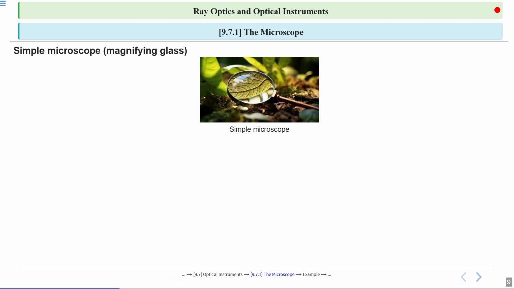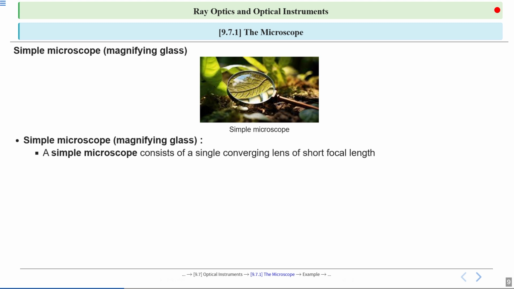Here we have an image of a simple microscope. Notice its compact design, which is essentially a single converging lens, a single convex lens. This image helps us visualize the basic structure of a simple microscope, which is crucial for understanding its function. Let's delve into the details of the simple microscope. It's essentially a magnifying glass which uses a single lens to enlarge objects. This simplicity makes it an accessible tool for magnification, perfect for everyday use.